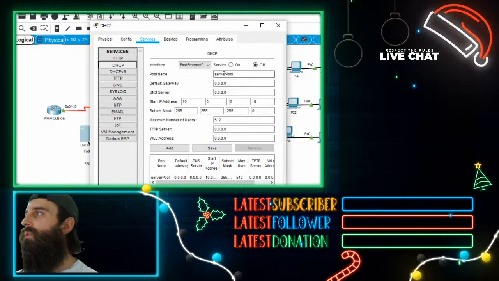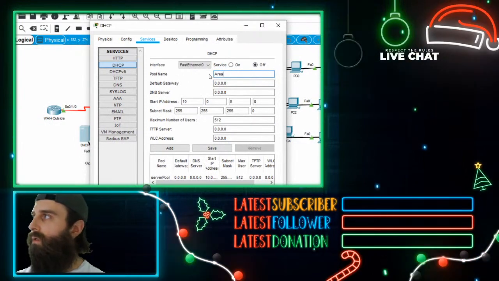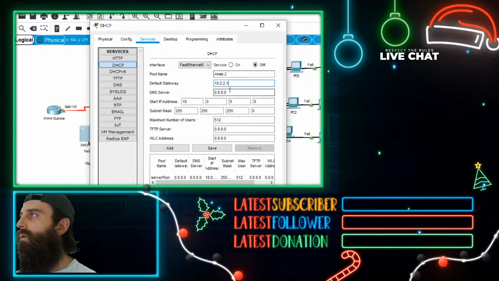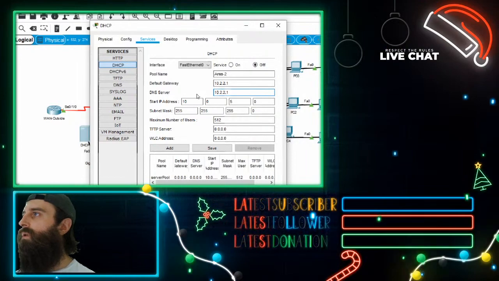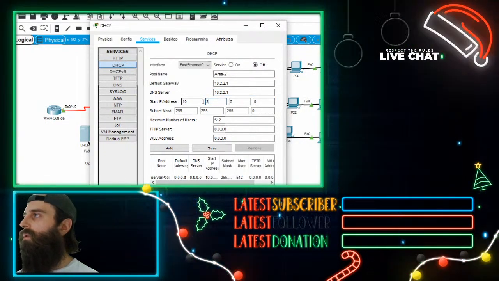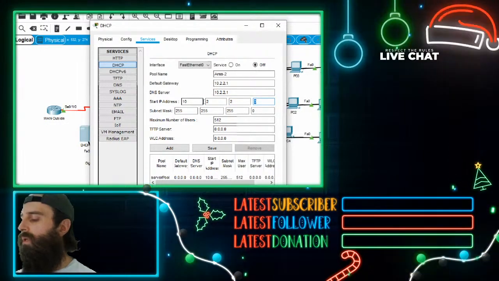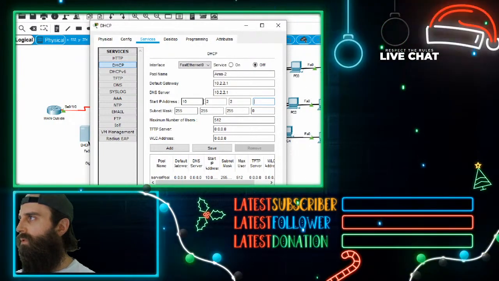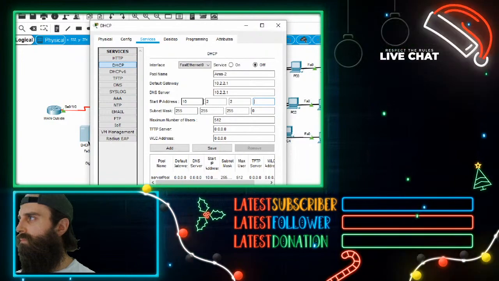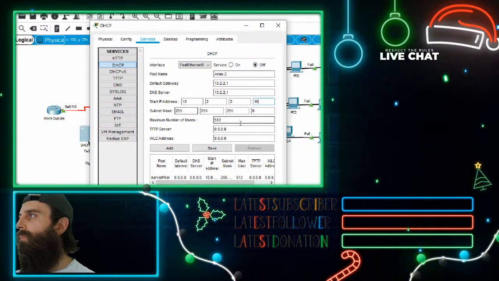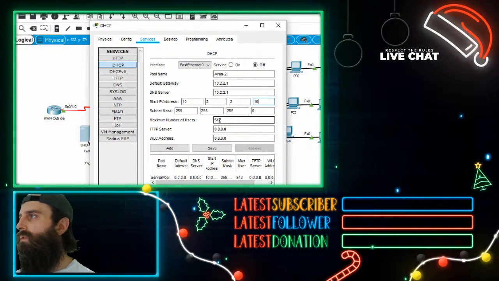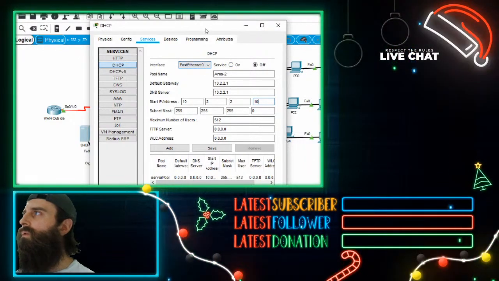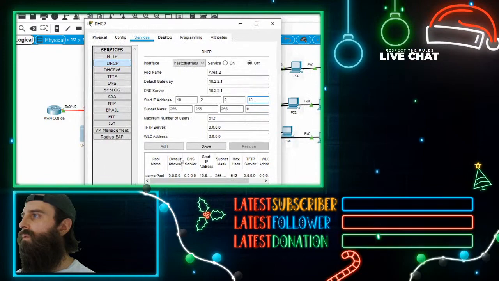Let's go to DHCP. I'm going to say area 2, and that is 10.2.2.1, starting at 10.2.2.1. The starting address can be whatever, we'll say 10. That looks good. Yep, 50. Add that.